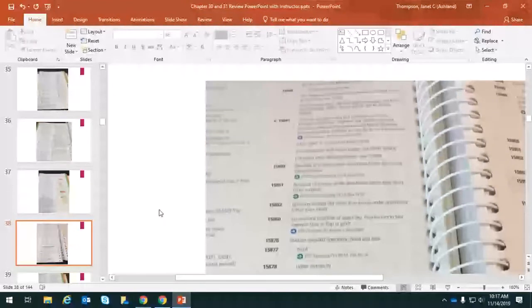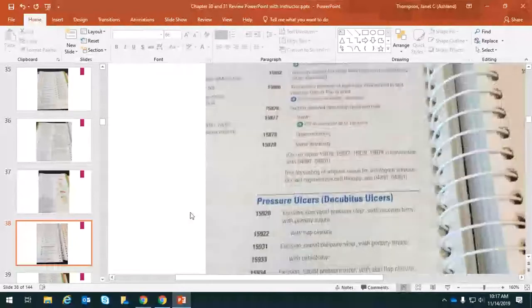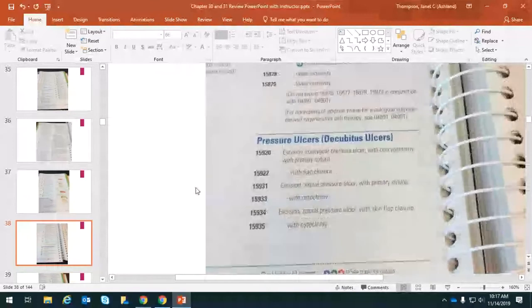The next section gets into pressure ulcers. That starts with code 15920. And these codes are specific for anatomy. So the first one, 15920, excision of coccygeal pressure ulcer. That's the coccyx, the tailbone area.